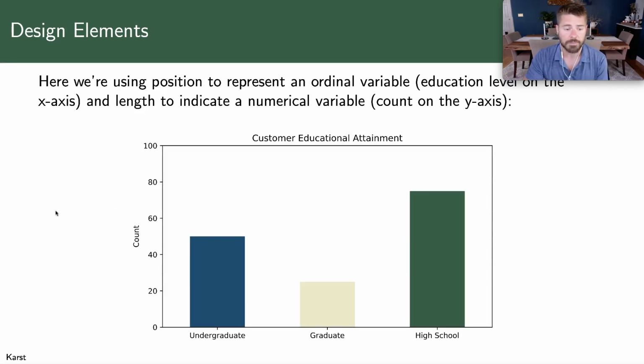So here's a very similar situation. We have undergraduate, graduate, and high school. The only difference here is that the horizontal variable, the variable on the horizontal axis, is now ordinal, meaning it has an ordering: undergraduate, graduate, and high school. Except things are not in the right order.